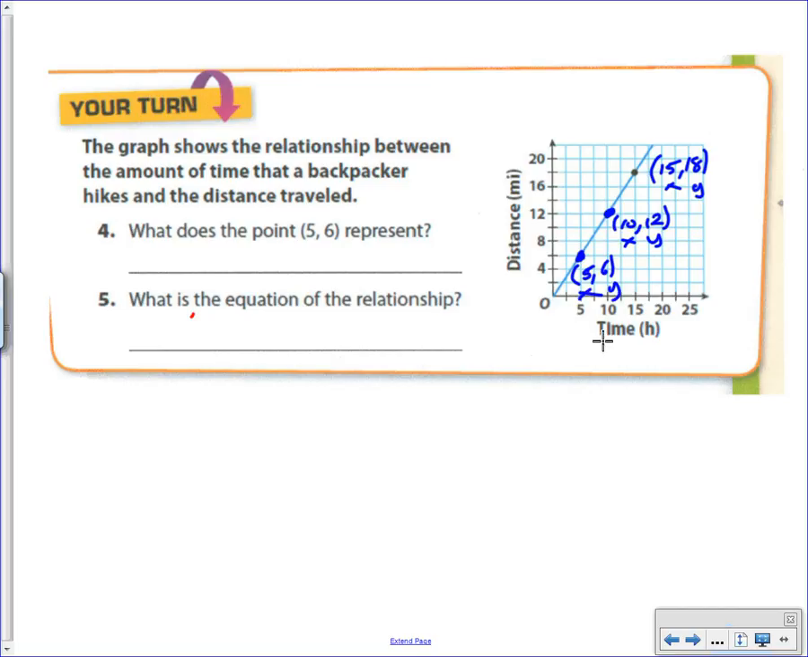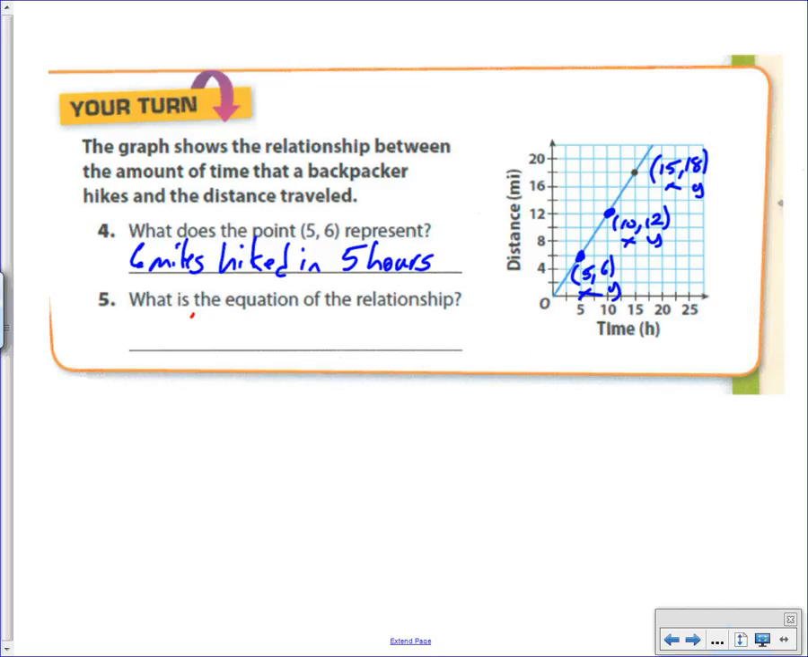All right, so what does this represent? The x says time, and this says distance. So what does the point 5, 6 represent? Well, this is time in hours. So at 5, that's 5 hours. And this is 6, that's 6 miles. So I mean 6 miles hiked in 5 hours.